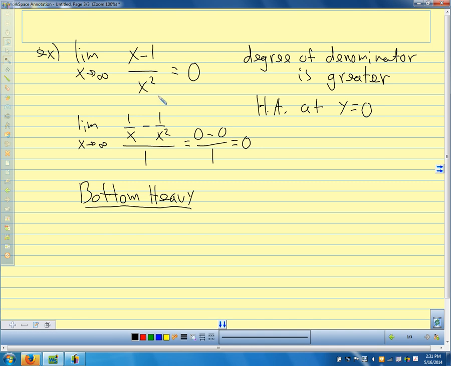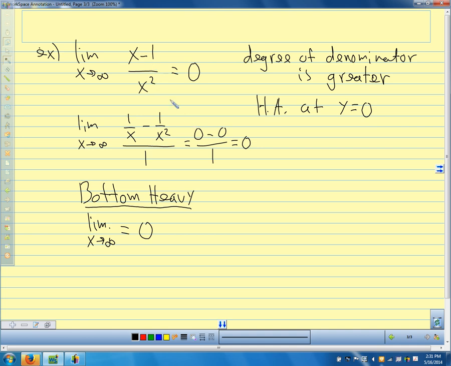So this function would be a bottom-heavy function when the degree of the denominator is greater. Bottom-heavy functions, the limit as x approaches infinity is always 0. And that's because if our degree in the denominator is bigger, we have a horizontal asymptote at y equals 0. So if the problem asked you to find the limit and you told me this function is bottom heavy, the limit's 0, you're done. That's all you have to do.